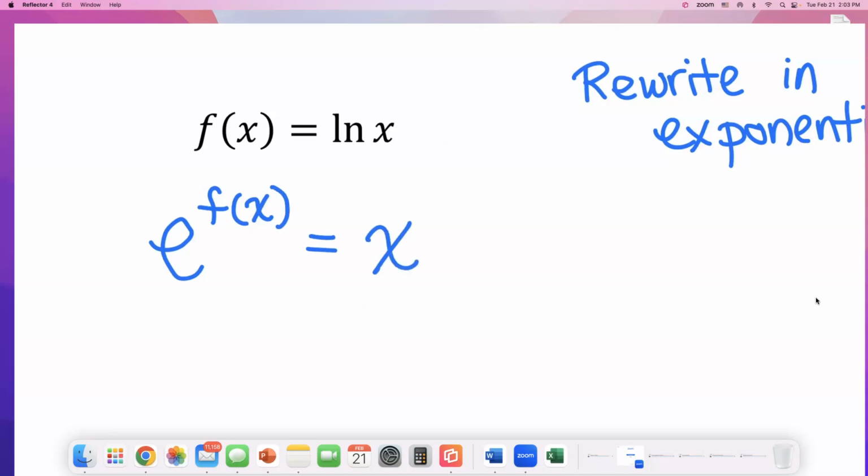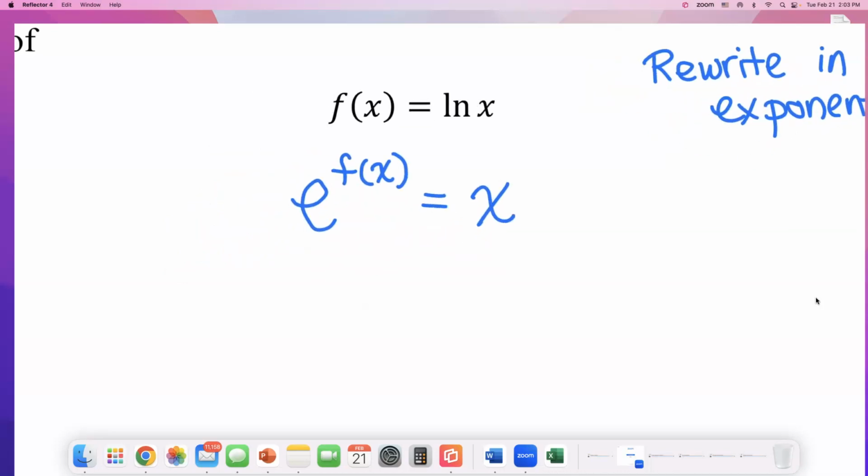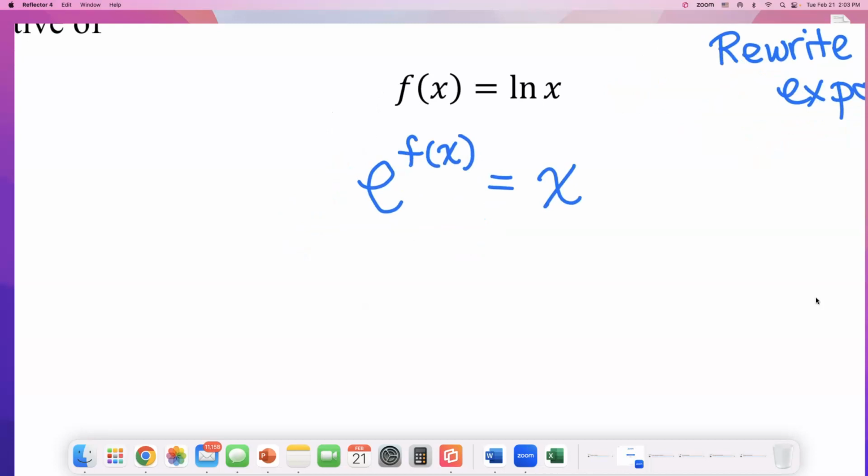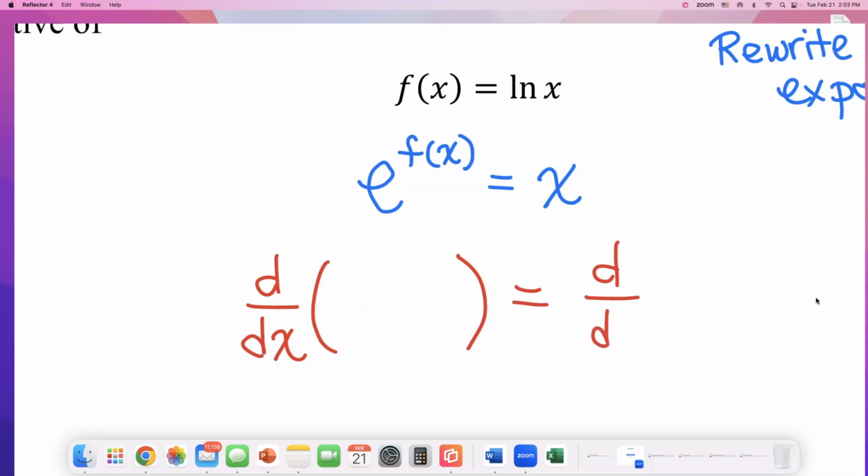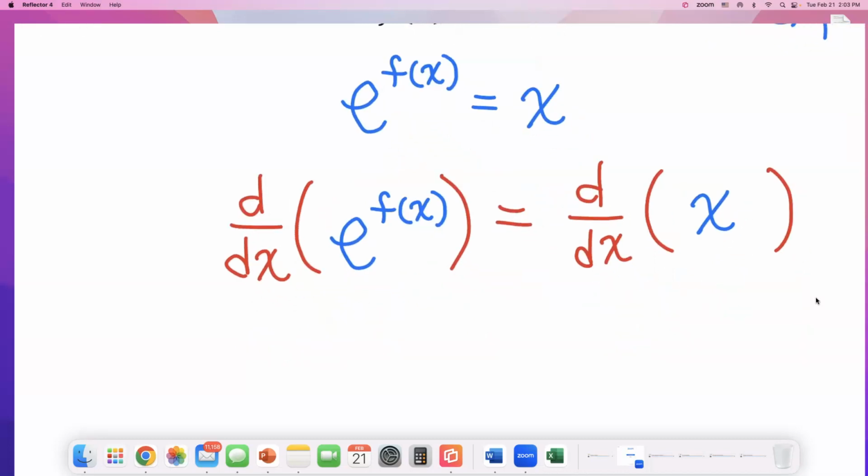X, okay? Now, what I'm going to do is take the derivative of both sides, okay? So take the derivative of e raised to the f of x and take the derivative of x. So I'm doing the same thing to both sides. I'm taking the derivative of both sides. So I'll put this one in here, and I'll put this one in here, okay? So the right side is easy, right? What is the derivative of x with respect to x? Well, that's just 1, okay?